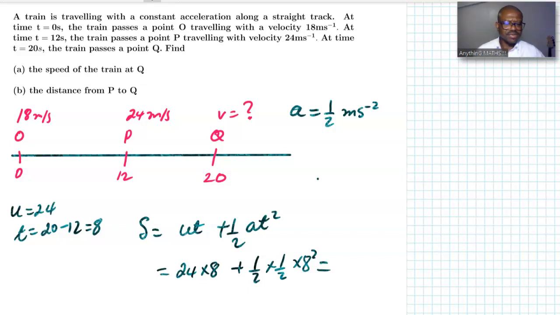So you have to use your calculator. 64 divided by 4 plus 24 times 8. You get 208 meters. Correct. It's not so difficult.